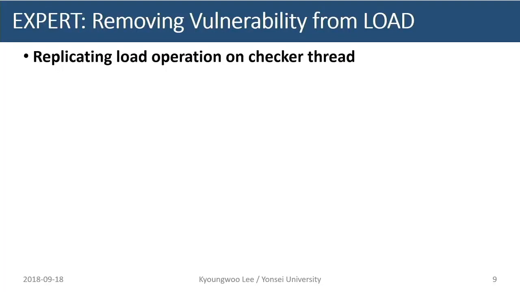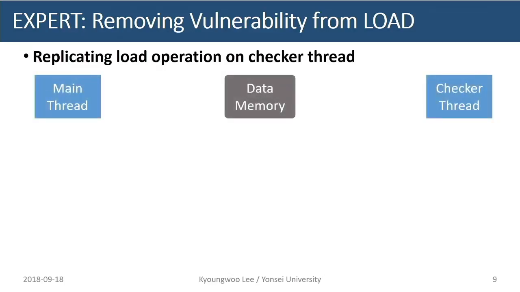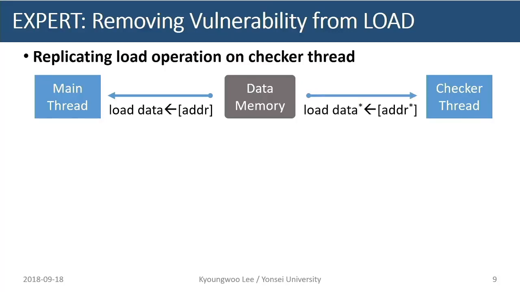Now, how can we recover from this? So our idea, which we named EXPERT: rather than comparing the load data, we just replicate the load operation on the duplicate thread. That is, we have shared memory, and the main thread and checker thread both access the memory and get the data. So we got the load data, and then we got the same load data from the shared memory.